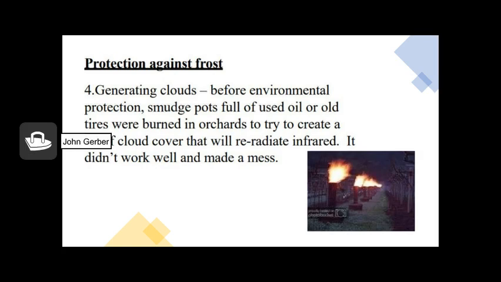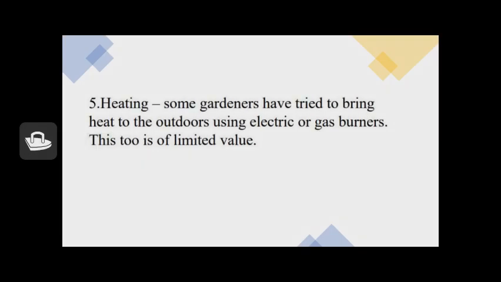Humans, being inventive, have tried lots of things. Smudge pots full of oil or old tires were burned in orchards sometimes to create a bit of a cloud cover to try to prevent the plants from getting too cold at night. This didn't work and made a real mess and is totally illegal today. In the garden, people put electric gas burners out to try to keep plants warm. This doesn't work very well either.